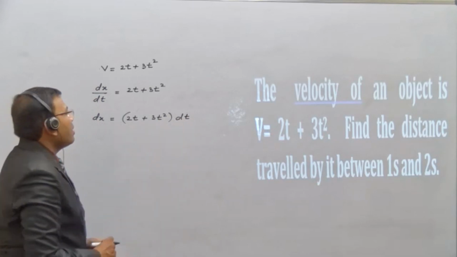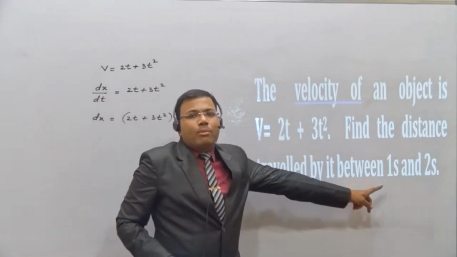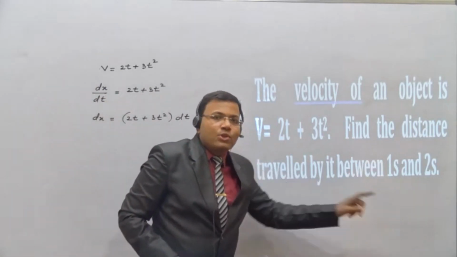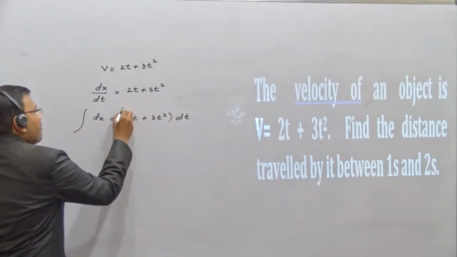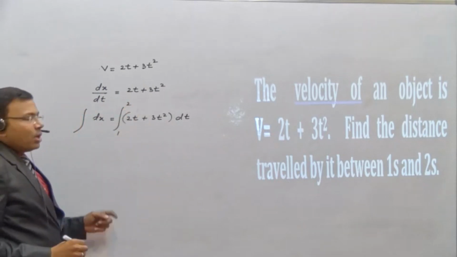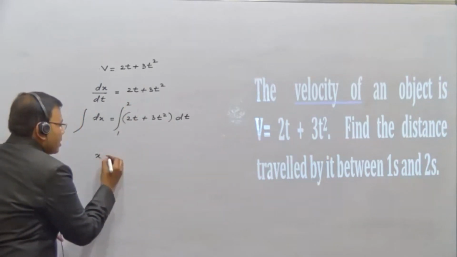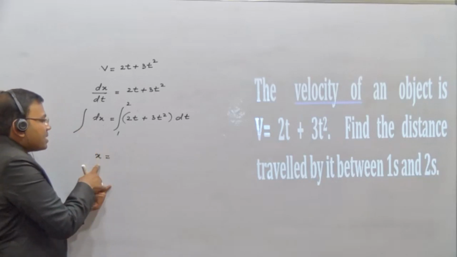ठीक है, चलिए अब बेटा यहाँ पे हमें क्या कैलकुलेट करना है, डिस्टेंस तो कैलकुलेट करना है, बट बाउंडिंग्स आर गिवन 1 सेकंड टू 2 सेकंड. सो आई हैव टू इंटीग्रेट. अब हम इंटीग्रेट करेंगे on both the sides, but the time limits are given as 1 to 2. Now this is the displacement x. इसको हम लिखेंगे displacement x because integration of dx is x.